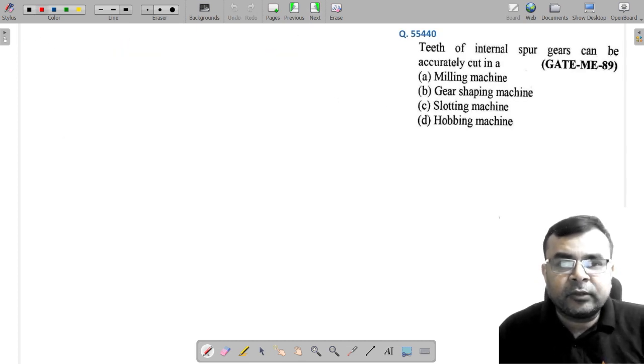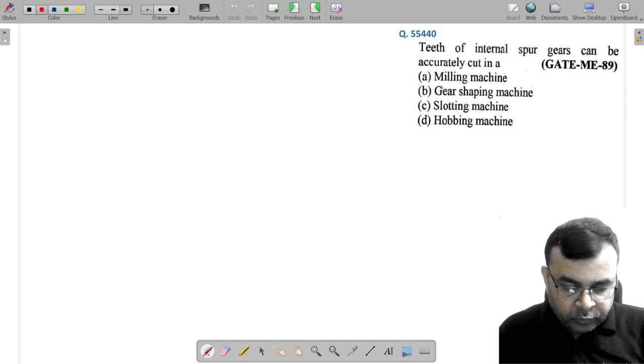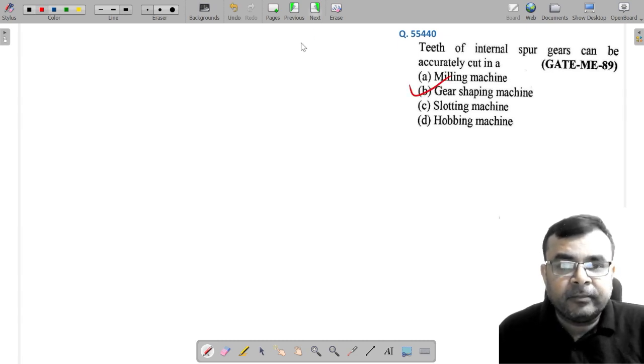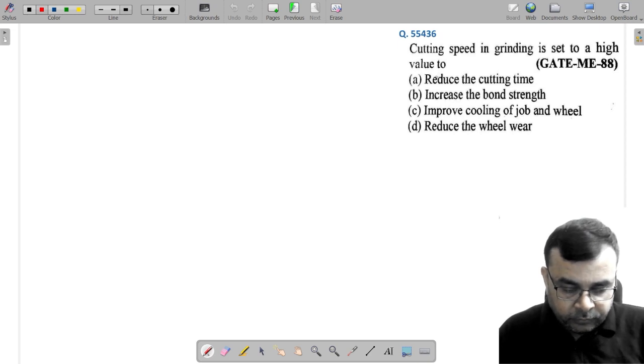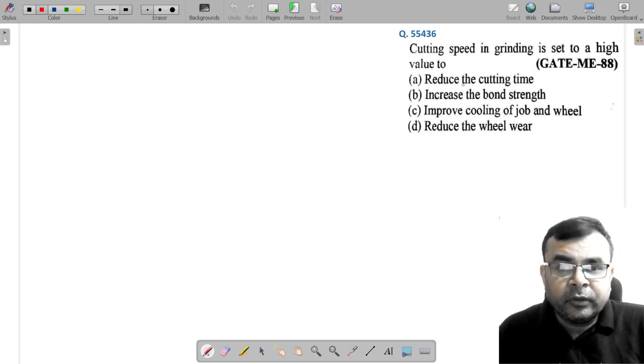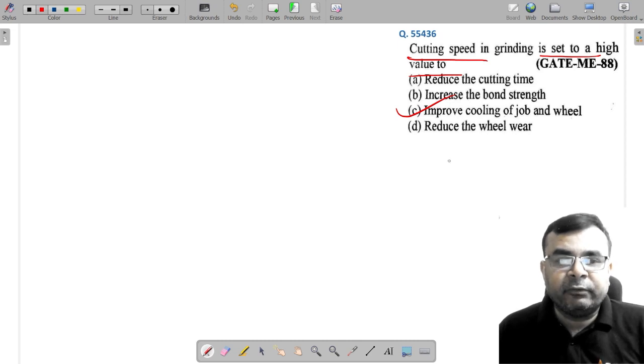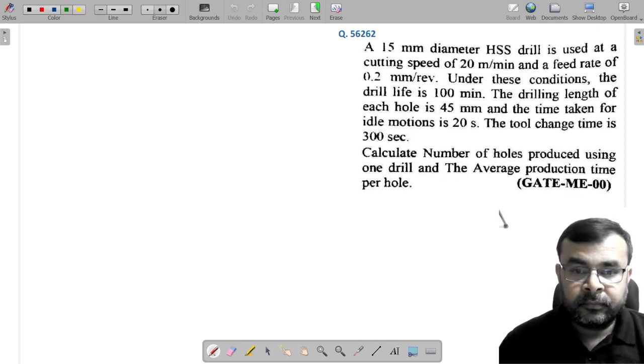Okay, so you can see next one. Teeth of the internal spur gear can be accurately cut by slotting machine, gear shaping machine. So the correct answer is gear shaping machine. Cutting speed in grinding is set to a high value to reduce the cutting time, increase the bond strength, improve cooling of the job and wheel. So yes, the correct answer is improve cooling of the job and wheel. So this is the right answer.